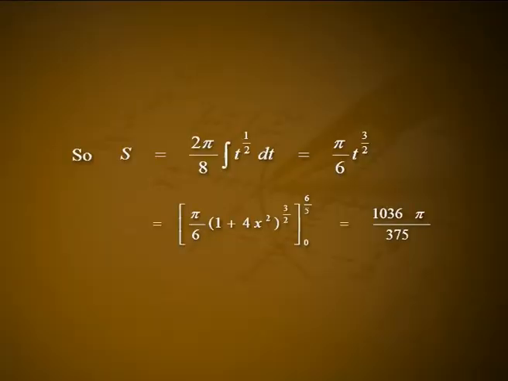Surface area S is equal to integral from 0 to 6 by 5, 2 pi x into square root of 1 plus dy by dx whole square dx, which is equal to integral from 0 to 6 by 5, 2 pi x into square root of 1 plus 4x square dx. Put 1 plus 4x square is equal to t. So, S is equal to 2 pi by 8 into integral t raised to 1 by 2 dt, which is equal to pi by 6 t raised to 3 by 2, that is equal to pi by 6 into 1 plus 4x square all raised to 3 by 2 between the limits 0 and 6 by 5, which is equal to 1036 pi divided by 375.